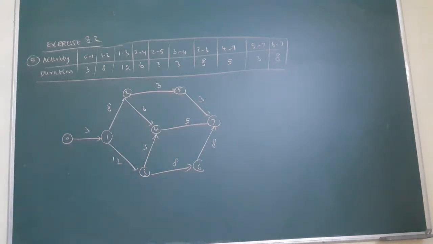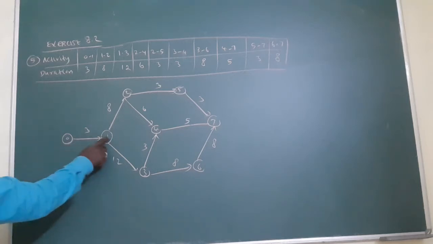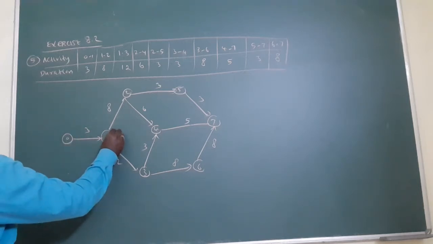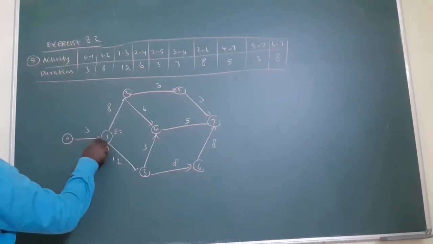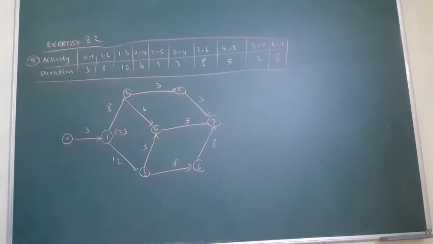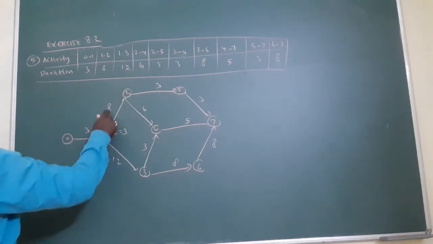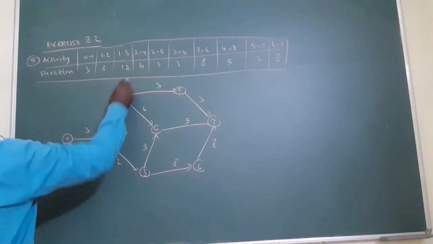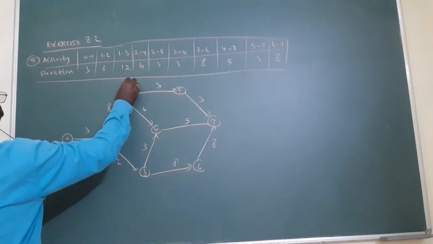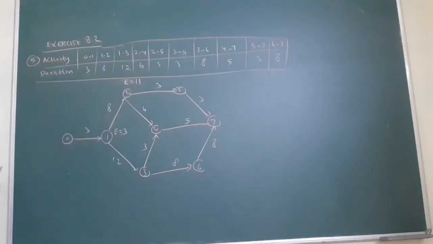Now, what is asking? The earliest start time, earliest finish time. Earliest is very important here. 0 to 1, only 3. Here, E equal to what? Earliest time is 0 to 3, no? That's 3. First one. Next is 2. From 0 to 1, 3. 1 to 2, 8. E equal to what? 8 plus 3, 11. Am I right?